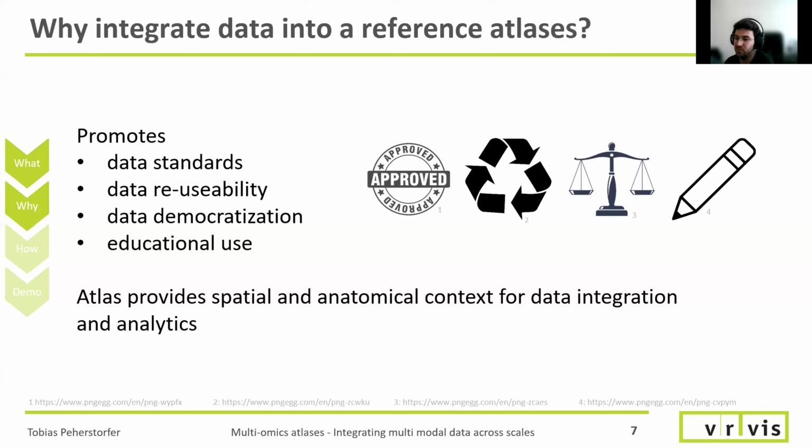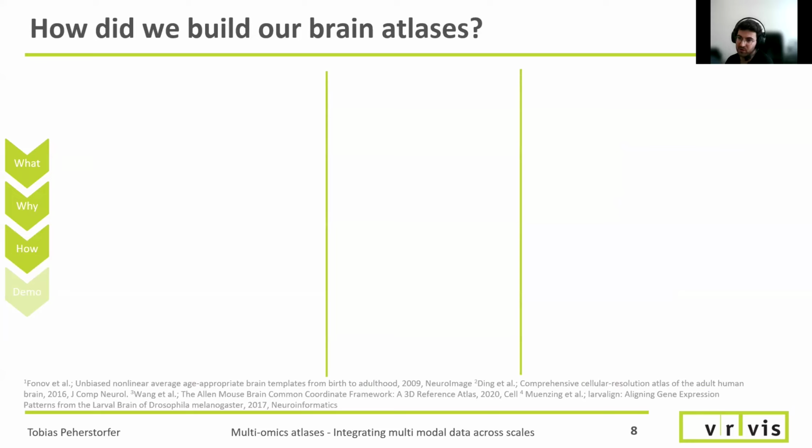Now, let's talk about how we built our brain atlases. First off, I'm going to tell you only about the reference atlases. Then I'm going to mention the data that we integrated, and then I'm going to tell you how we did that. So first of all, at VRVis, we have maintained 3 reference atlases with data ingested to them.